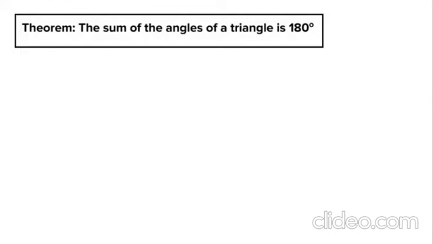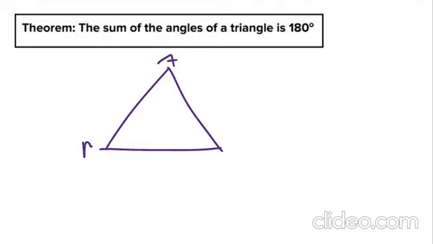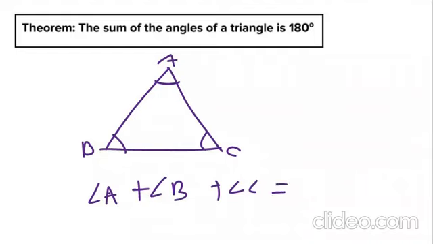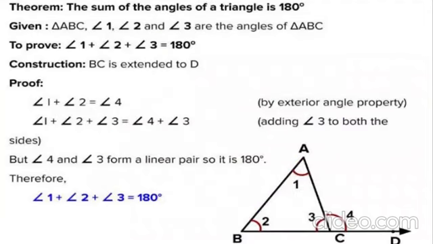Look over here. The angle sum property says that in a triangle, the sum of all the angles is 180 degrees. That means if I have a triangle like this, A, B, C, with three angles, the angle sum property says that angle A plus angle B plus angle C is equal to 180 degrees. Now what you have to do is prove how.